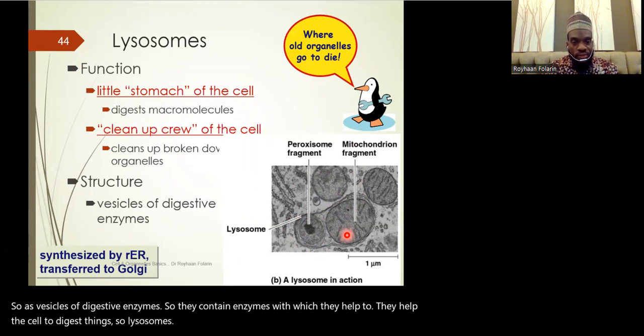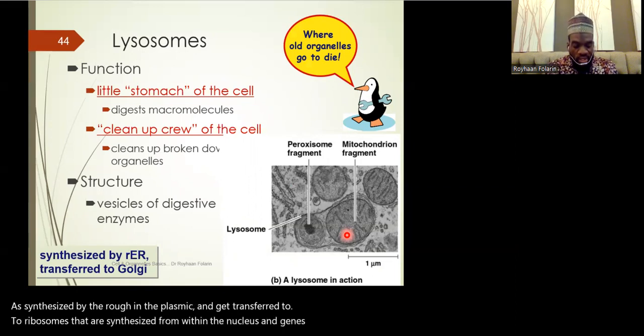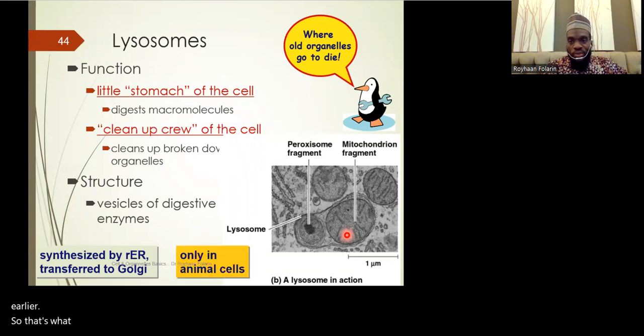are synthesized by the rough endoplasmic reticulum and get transferred, to so ribosomes that are synthesized from within the nucleus and get passed to attach to the rough endoplasmic reticulum, get transferred through the Golgi as mentioned earlier. So that's what the lysosome does.